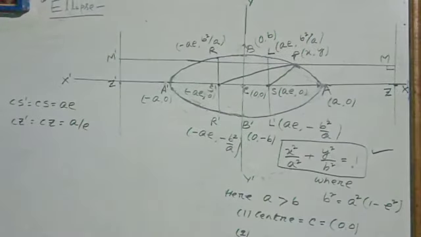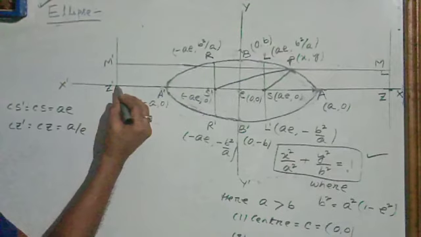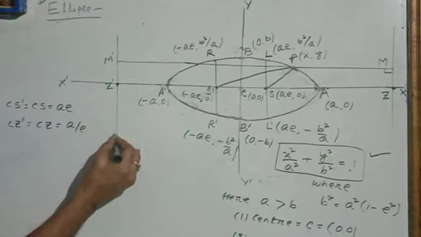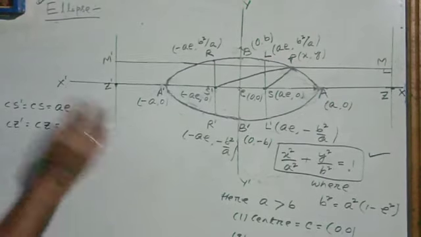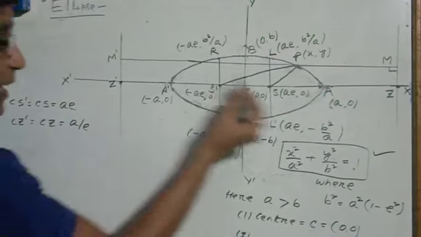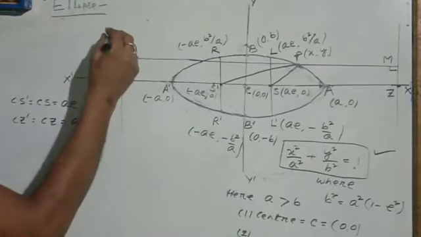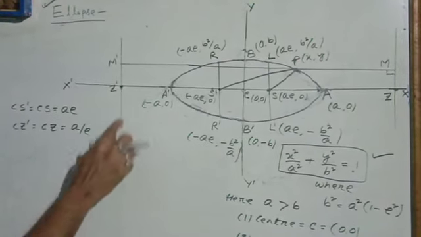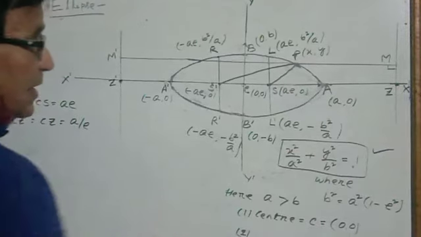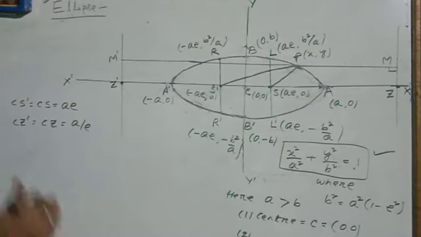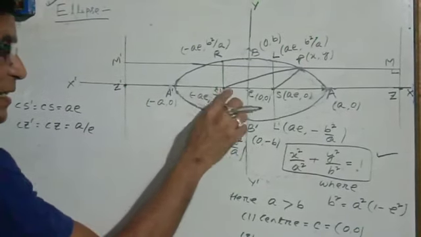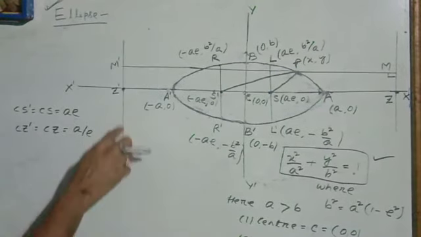Now through the point Z dash we will draw a straight line M dash Z dash which is perpendicular to Z dash Z. Now we can say that S dash is the second focus and Z dash M dash is the second directrix.